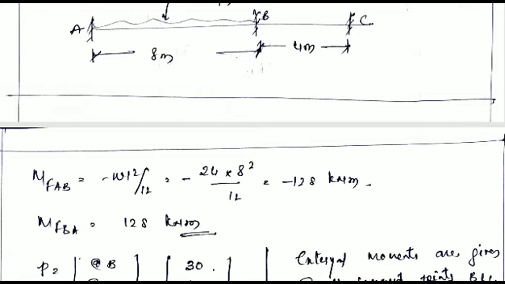Similarly, when we consider the same member AB with B joint as a moment, we can see the fixed end moment at B joint for member BA will be plus 128 kilonewton meter, because the formula will be the same, that is WL square by 12. So these are the moments we have got at A and B joint for member AB.